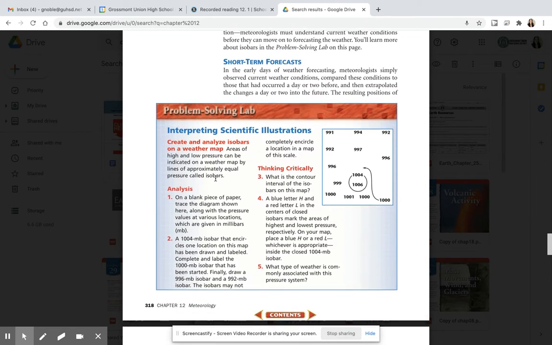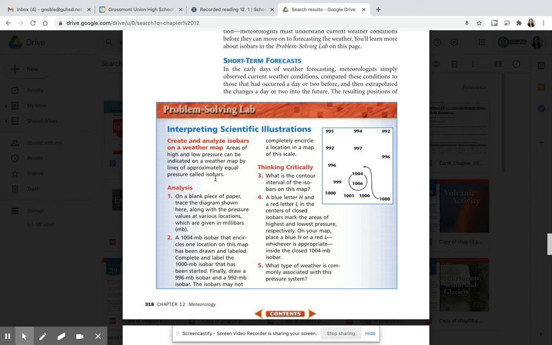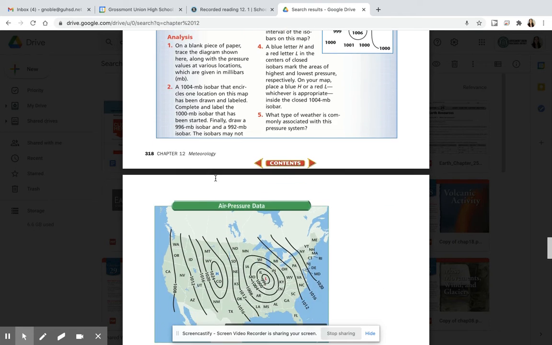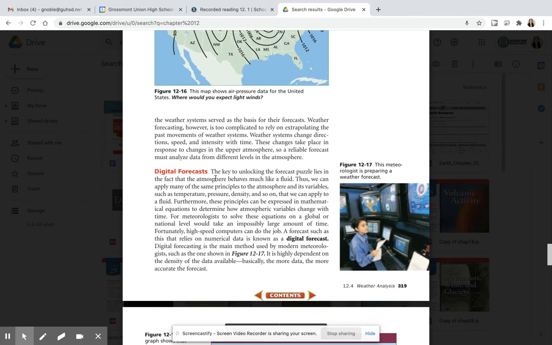Short-term forecasts. In the early days of weather forecasting, meteorologists simply observed current weather conditions, compared these conditions to those that had occurred a day or two before, and then extrapolated the changes a day or two into the future. The resulting positions of the weather systems served as the basis of their forecasts. Weather forecasting, however, is too complicated to rely on extrapolating the past movements of weather systems.